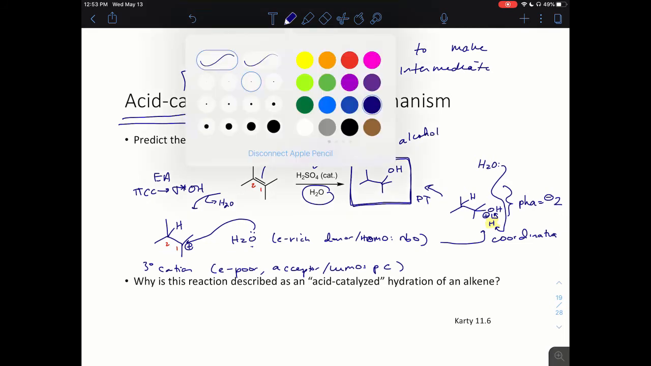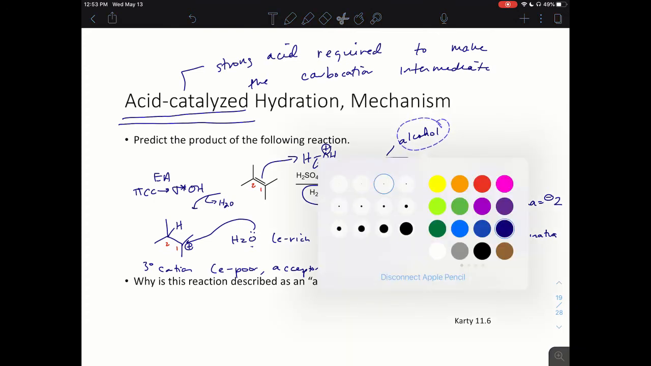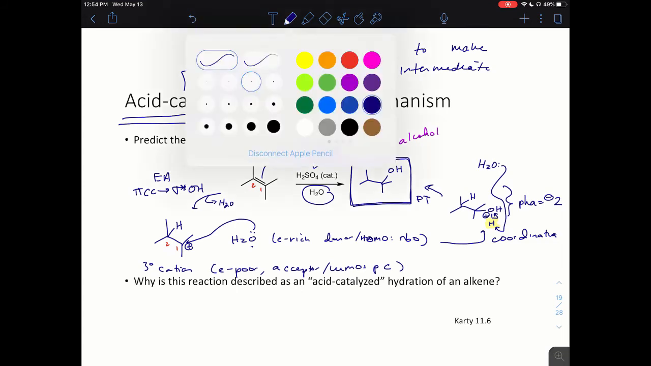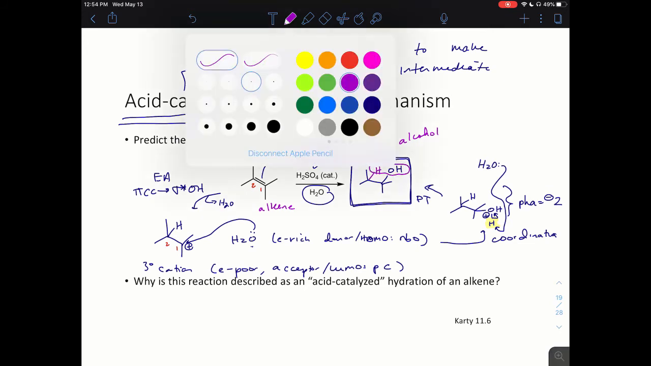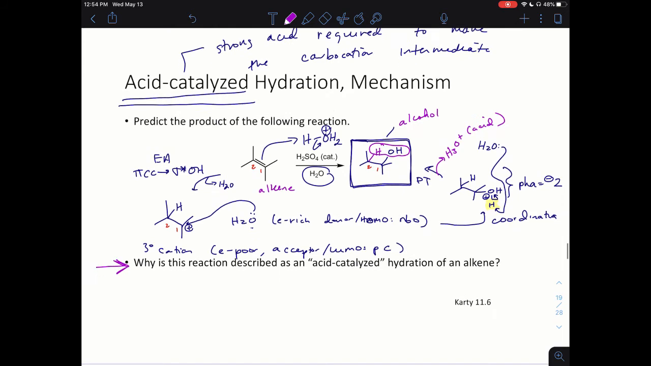So when an alkene is treated with an acid catalyst in the presence of water, an alcohol is formed. And we have effectively added HOH across those two bonds of the alkene, which is why this is called a hydration reaction. It's called acid catalyzed because what did we do in this last step? We regenerated the acid. So we've addressed this last question.